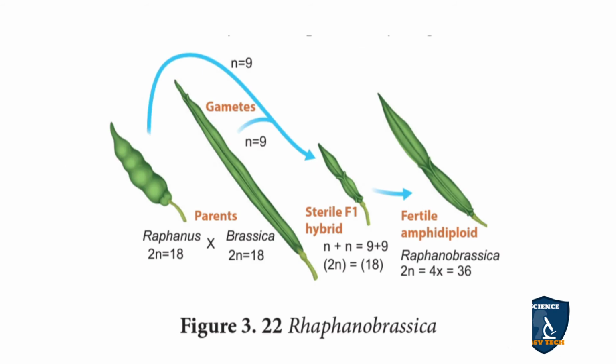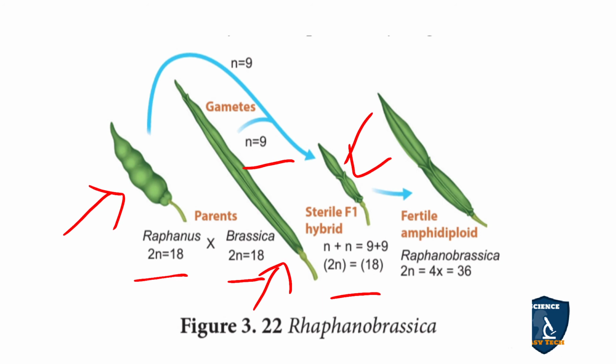So I will explain here. Raphanus sativus, radish, is crossed with Brassica oleracea, the cabbage plant. The diploid condition is 18, while in gamete production, from Raphanus, n is equal to the haploid condition, n equal to 9, and here again n is equal to 9, added to make the 18 condition, and you get a sterile hybrid.